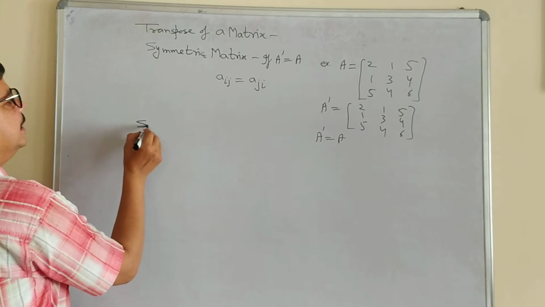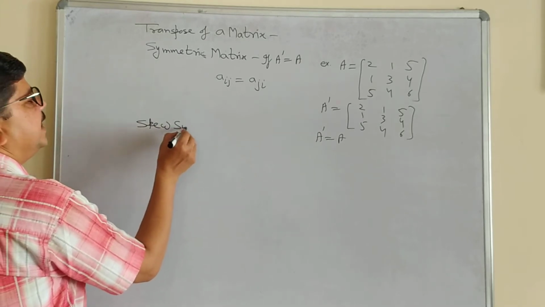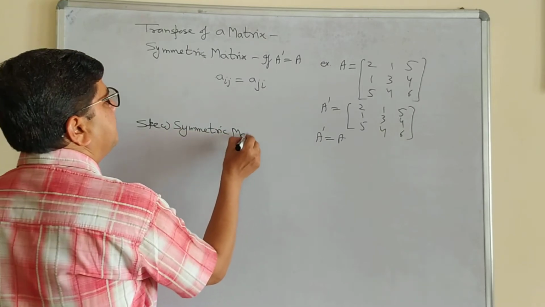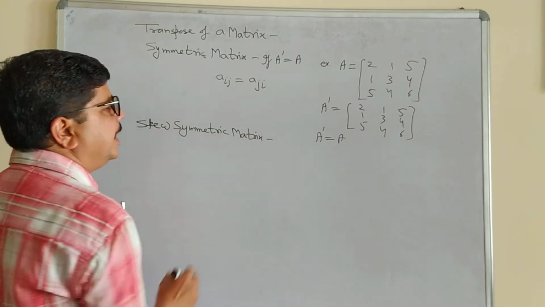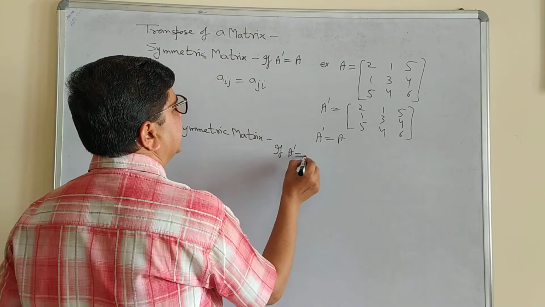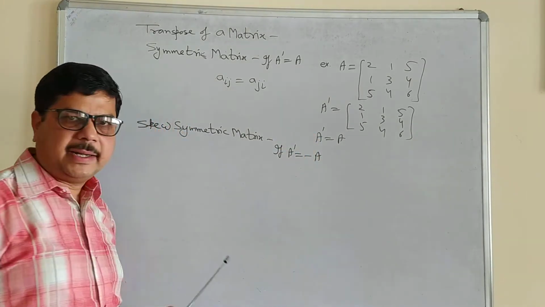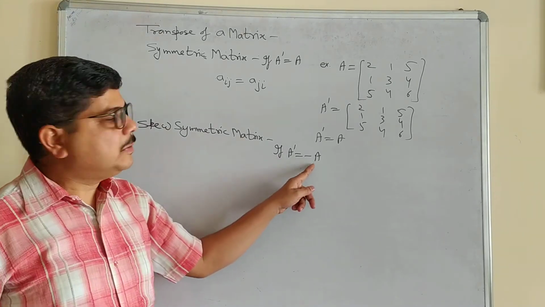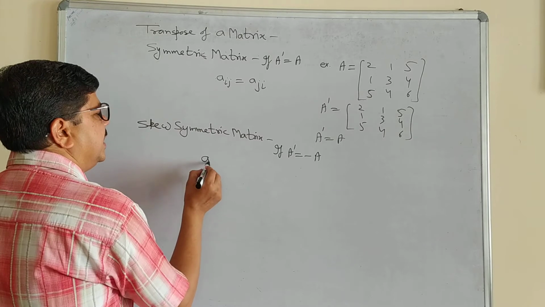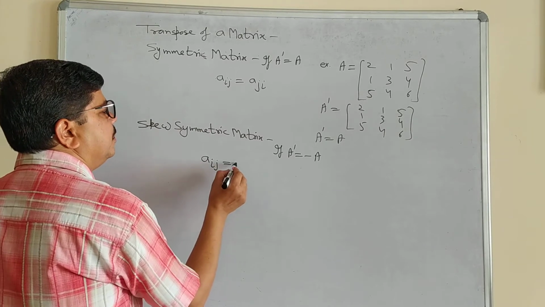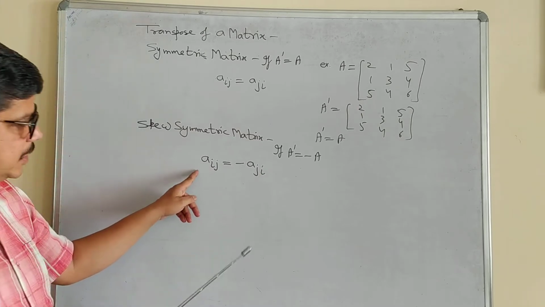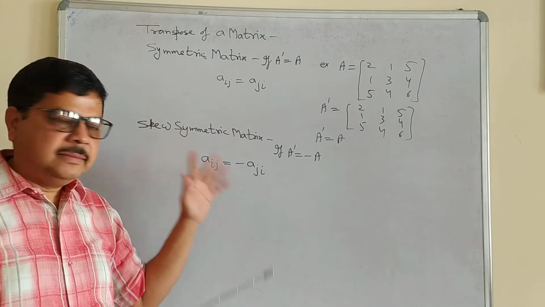Next is skew-symmetric matrix. A matrix such that its transpose is negative of the matrix, if A transpose equal to minus A. In this case, what happens? Aij equal to minus Aji for all possible values of i and j.